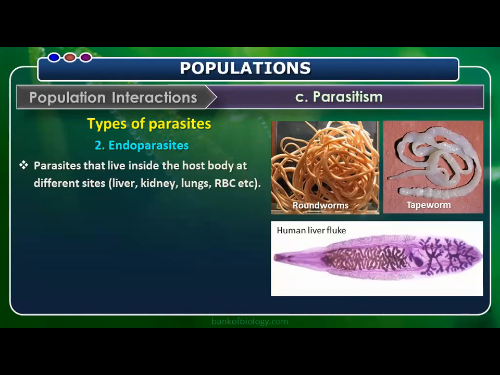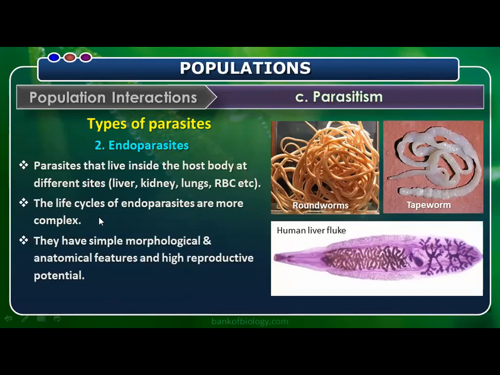Endoparasites are parasites that live inside the host body at different sites. They live in the liver, kidney, lungs, RBC. So many parasites we have, which we learned in biology and human welfare. The life cycles of endoparasites are more complex. They have simple morphological and anatomical features and high reproductive potentiality.